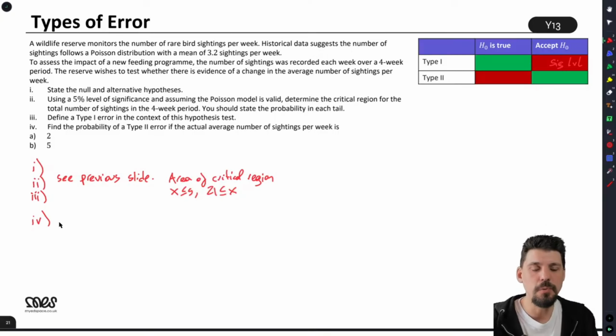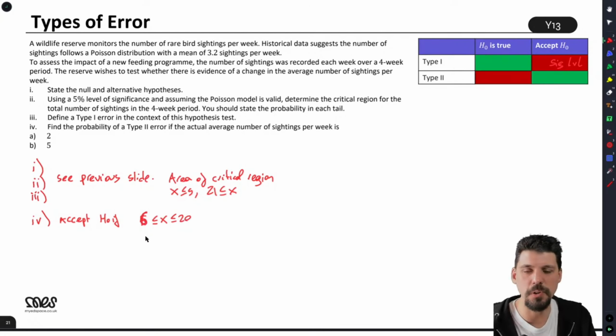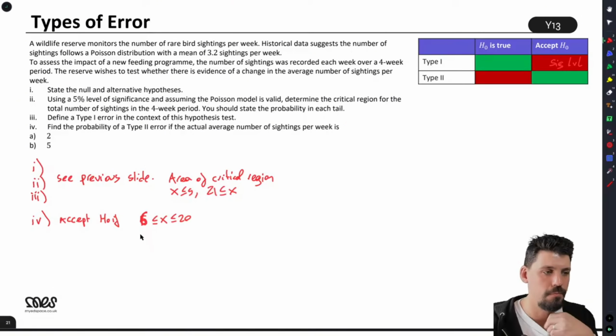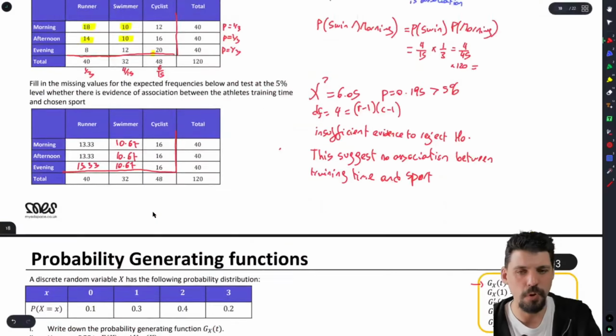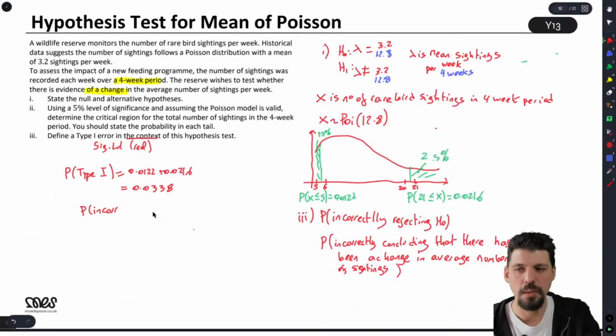So when are we going to accept? We will accept or like not reject. I hate this terminology, but it's easier. We will accept H0 if X is between 6 and 20. That is when we will accept H0 or not reject it, rather. So you will not reject H0 if X is between 6 and 20. Okay, we've got all the sketches over here. So if you're between 6 and 20, we reckon all is legit and we are not going to reject it.